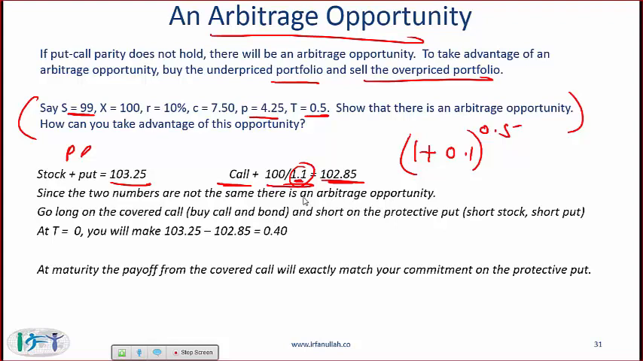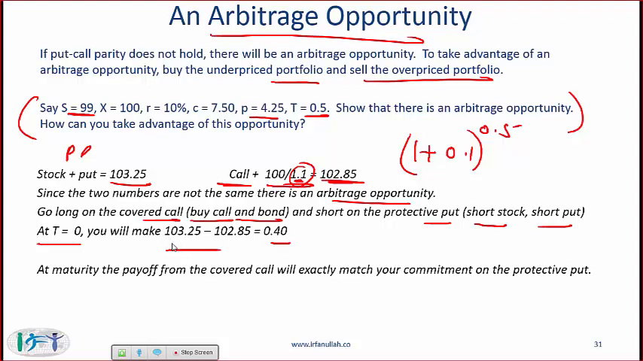So how can you take advantage of this situation? Given that the two numbers are not the same, there is an arbitrage opportunity. Go long on the covered call, which means that you buy the call and the bond, and go short on the protective put, which means you short the stock and short the put. At t equal to 0, then you will make 40 cents.